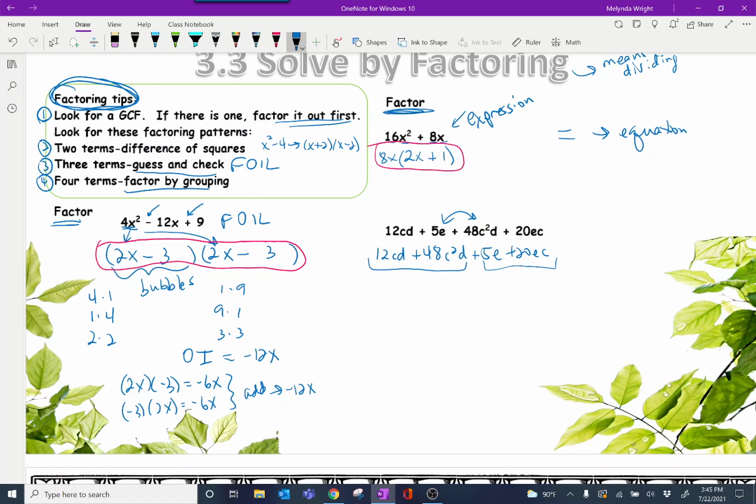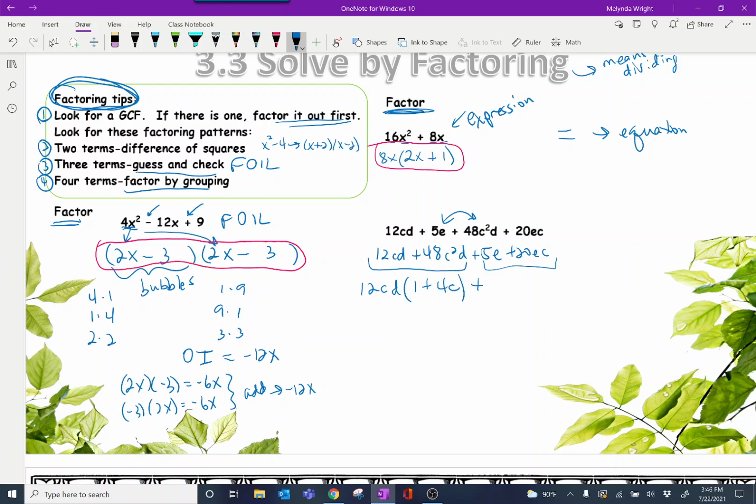All right, so we've got the 12 and the 12. GCF would be 12. C to the first and C to the second. GCF would be a C. D to the first, D to the first, it's a D. This is looking much better for us. So remember, factoring is dividing, so 12CD divided by 12CD is 1. 48 divided by 12 is 4. And C squared divided by C is C, and D divided by D is 1. Okay, great, looking good. So let's do GCF on the next one.